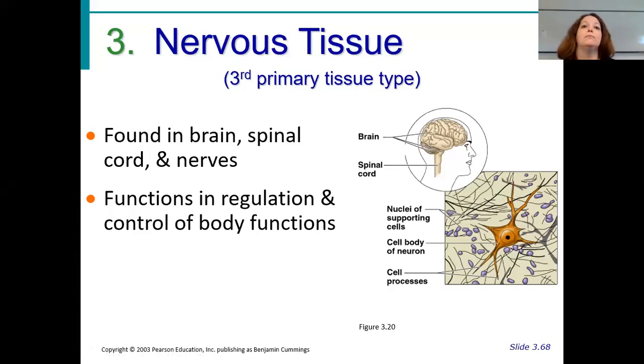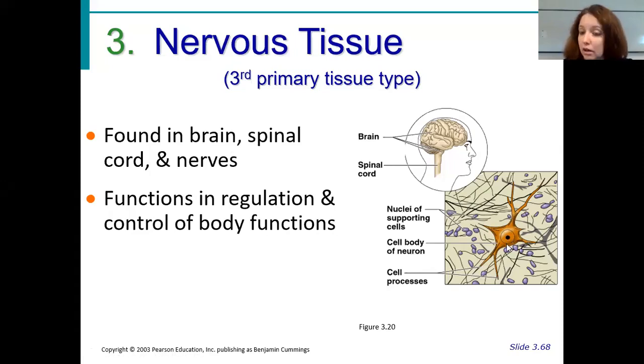Nervous tissue, your third primary tissue type. It actually comes from, I'm probably going to say the wrong one, so let me wait until the slide tells me. But it comes from a different tissue layer than the connective tissues in the embryo. It's found in the brain, spinal cord, and nerves. Its functions are regulation and control of body functions.